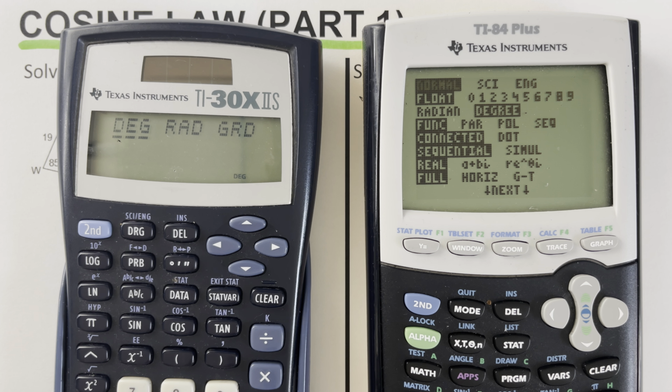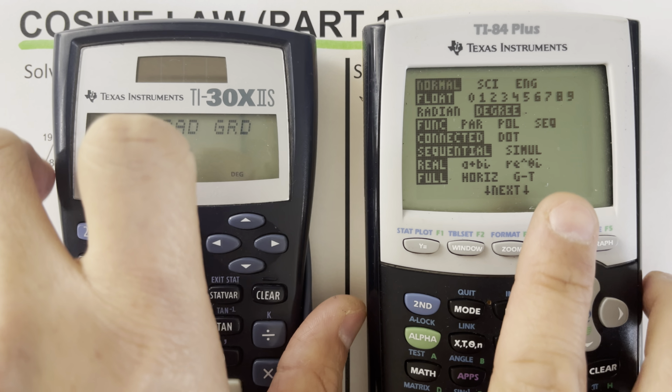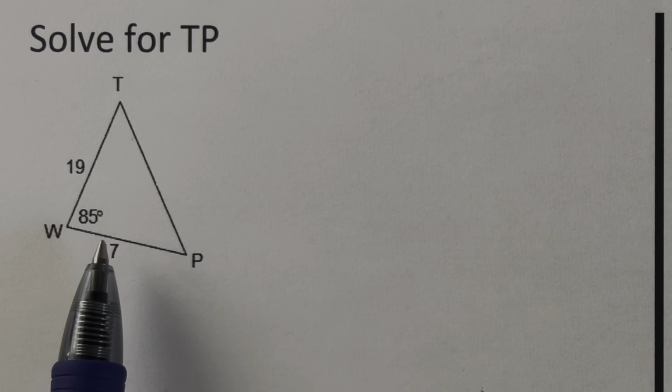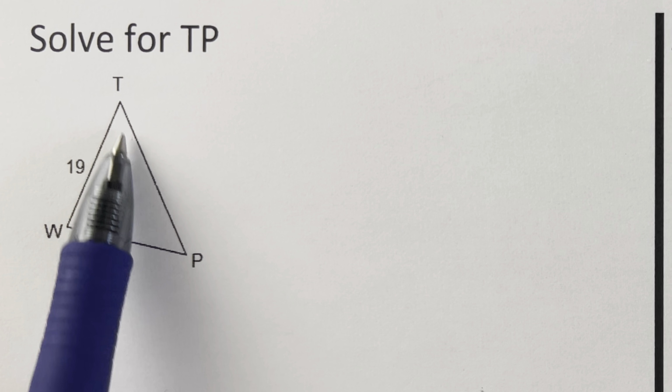If the degree is not highlighted, make sure that you reset the calculator you have so you can get the correct answer. Okay, going back to the examples right here, let's take the first one here. We're supposed to solve for side TP.